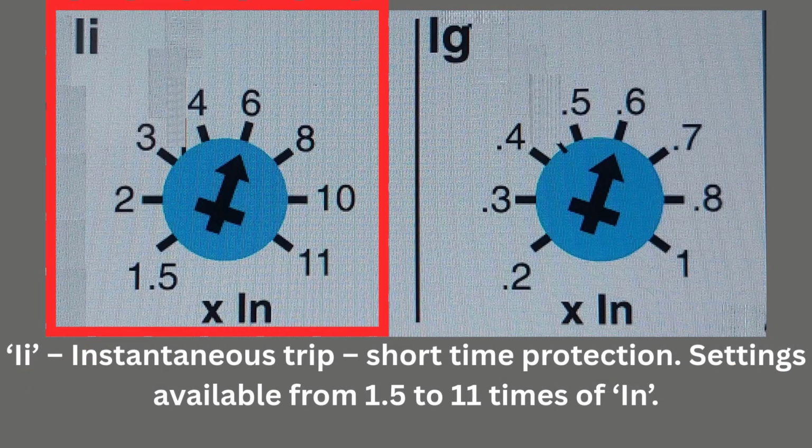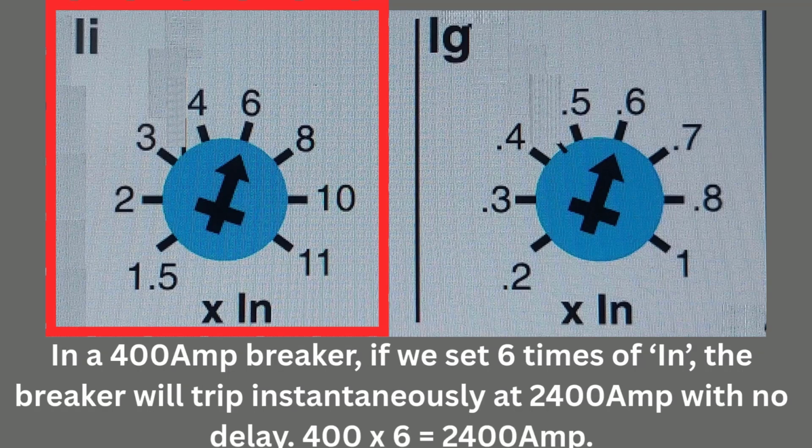II, instantaneous trip, short time protection. Settings available from 1.5 to 11 times of IN. In a 400 amp breaker, if we set 6 times of IN, the breaker will trip instantaneously at 2400 amp with no delay. That is 400 times 6 equals 2400 amp.